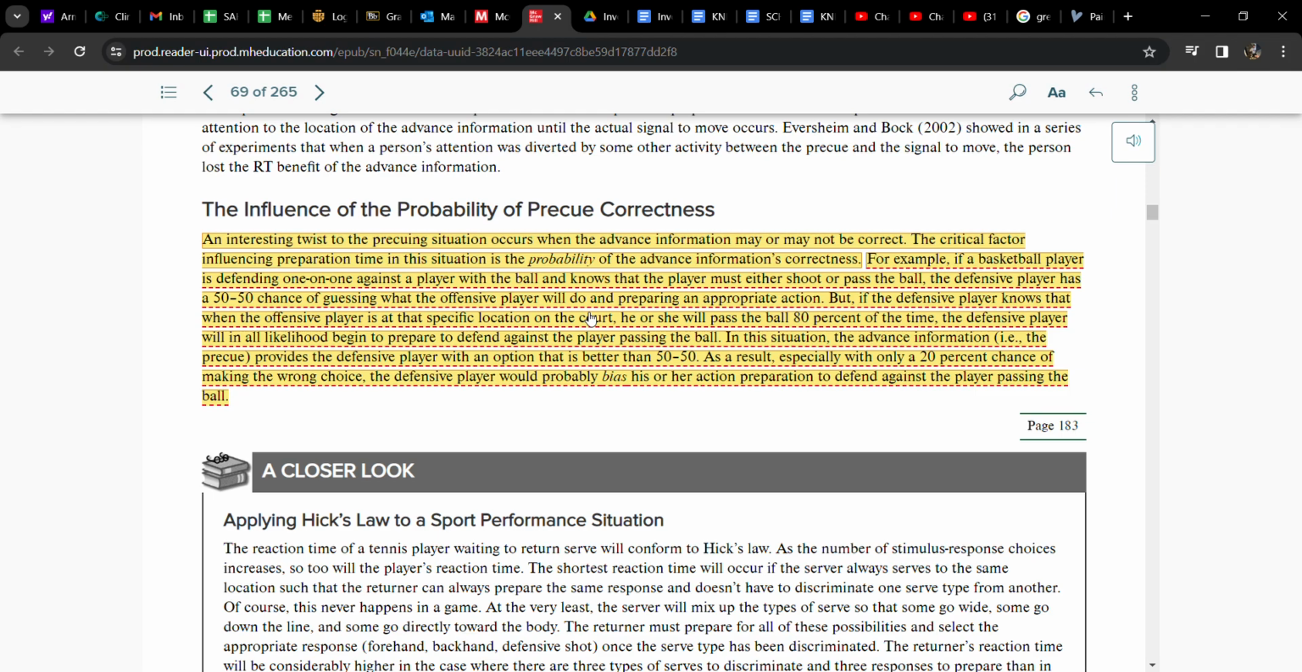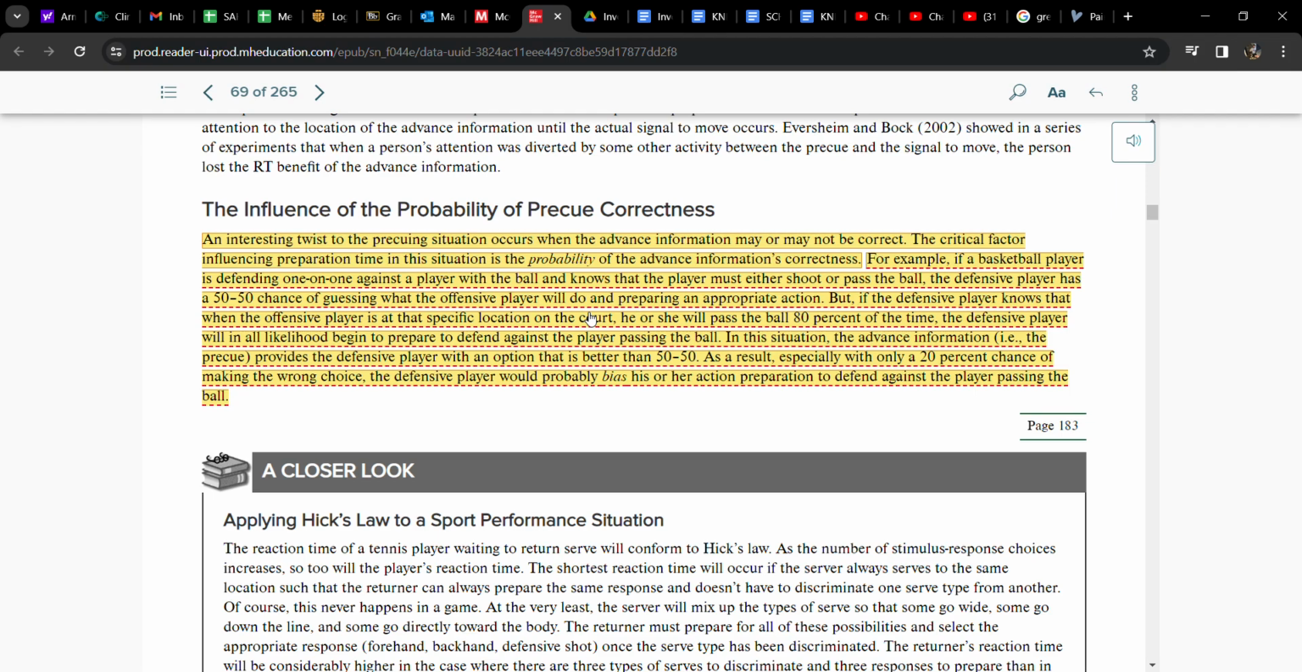Inversely though, let's say that person is defending and that player goes to that part of the court and you think they're going to shoot, and so you do one thing, but it turns out they pass. Now all of a sudden your bias has changed relative to what they're doing, and your reaction time will probably be a bit slower.